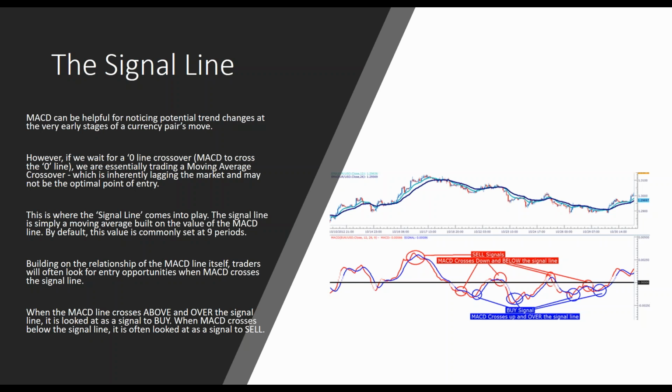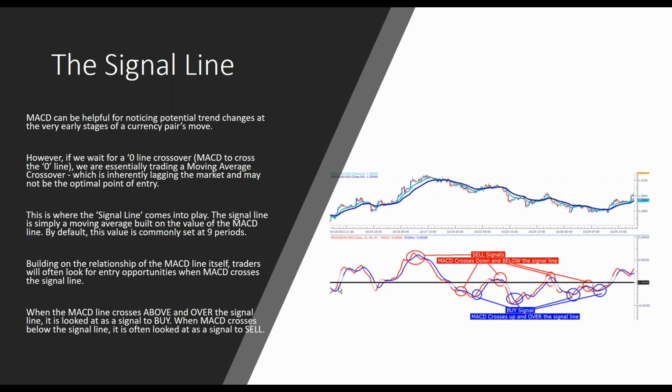This is the signal line that we've been talking about. It's built on the relationship of the MACD line itself. Traders will often look for entry opportunities when the MACD crosses the signal line. When the MACD line crosses above the signal line, it is looked at as a buy signal. And when the MACD crosses below the signal line, it is looked at as a sell signal.